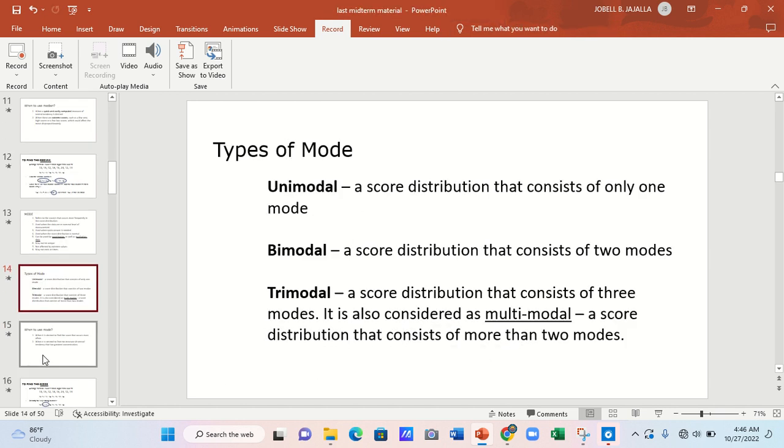Now, what are the types of mode that we have? So we have the unimodal, a score distribution that consists of only one mode. For number 2, bimodal, a score distribution that consists of two modes. Then trimodal, a score distribution that consists of three modes. And if it is trimodal, it is also considered as multimodal. This is a score distribution that consists of more than two modes.